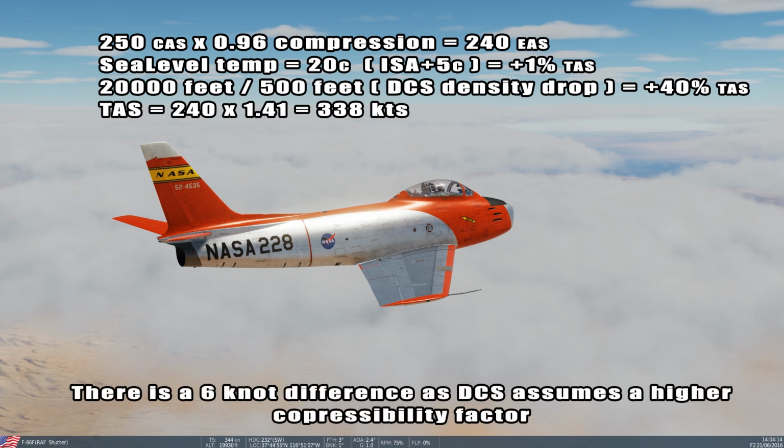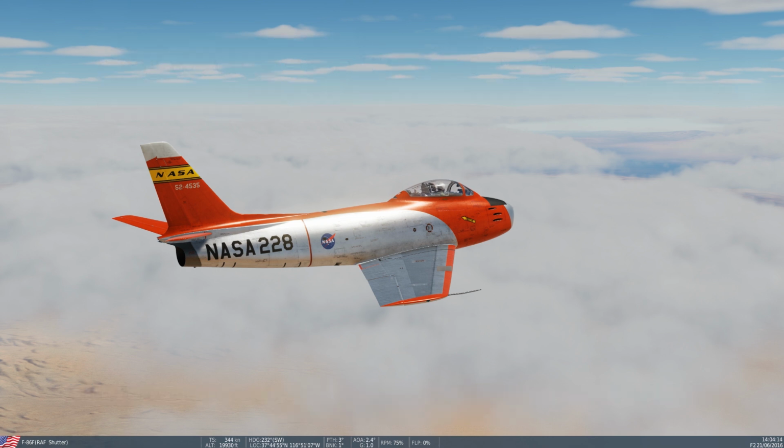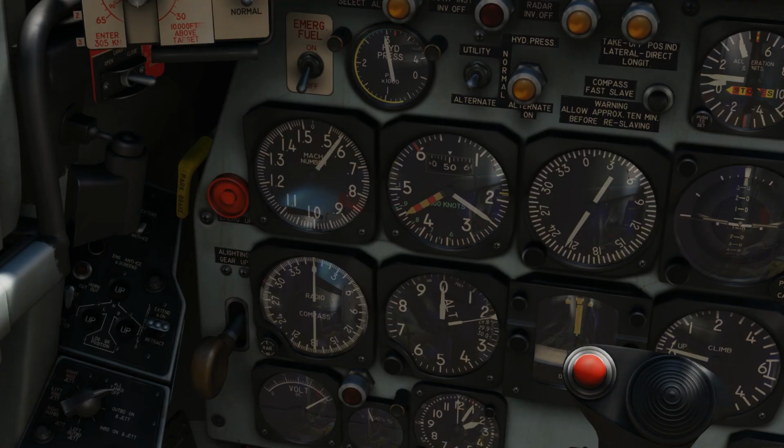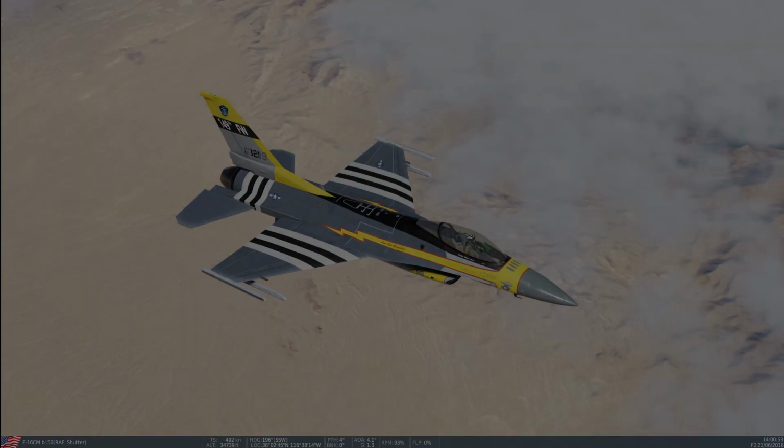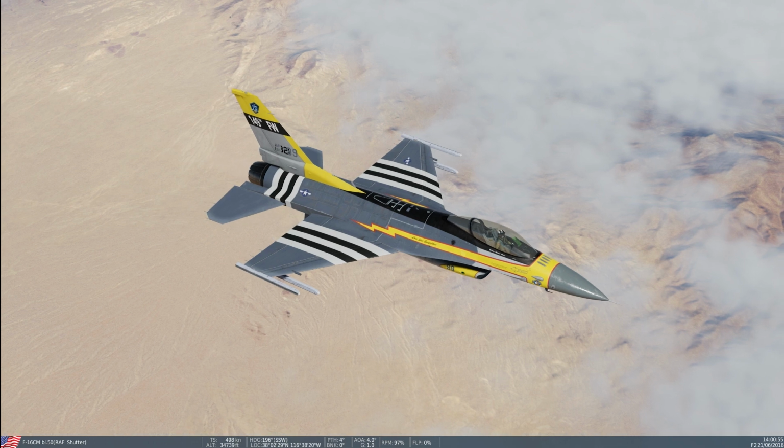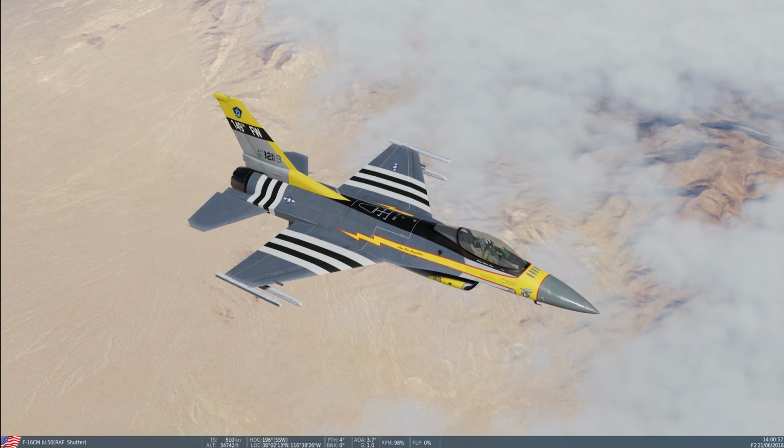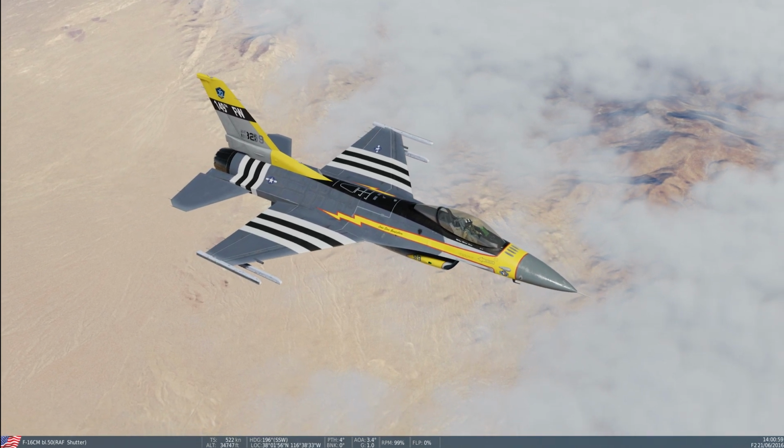If we take a look at DCS, in the same conditions, the true speed is 343 knots. Pretty close. The difference is due to the higher compressibility factor taken into account by the sim. So, we have indicated, it becomes calibrated by correcting for instrument and position errors, equivalent if we also correct for compressibility, and true, by applying the density corrections.